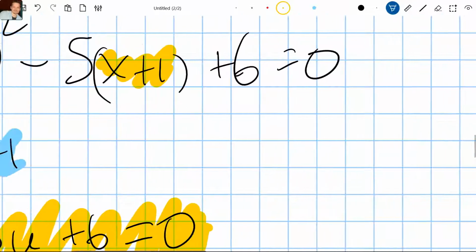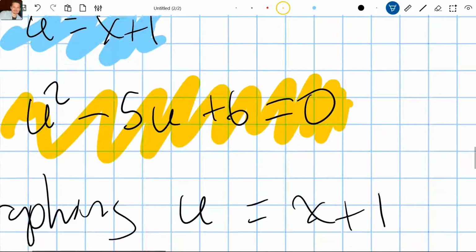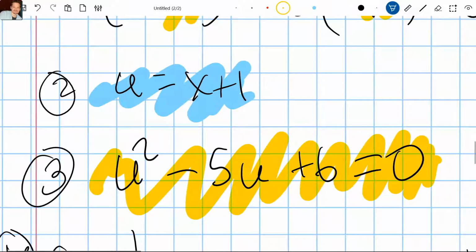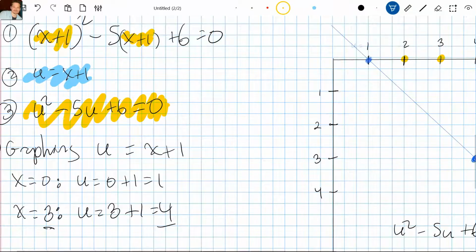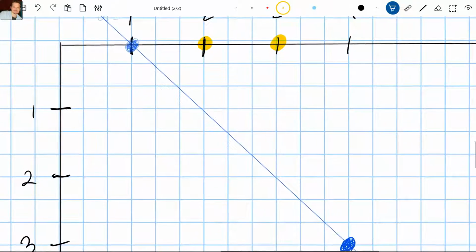Because, look, our original equation was in terms of x: x plus 1 squared minus 5 times x plus 1 plus 6 equals 0. We solved the simplified equation u squared minus 5u plus 6 equals 0. So we now have to use step 2 that says u equals x plus 1 to get back from u space to x space. What I mean by those is we have to take the value that solves the equation, 3, and get it back to a value in x. So here we're going to do this in a graphical way. That's why I need that slanted line that you see there, because that's the key.